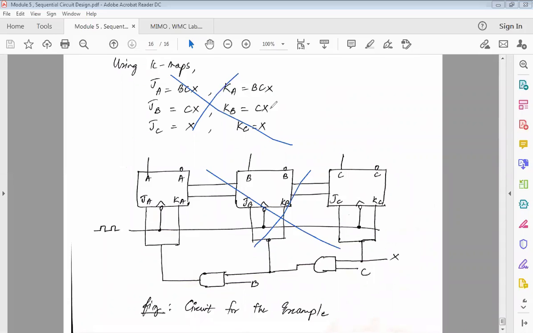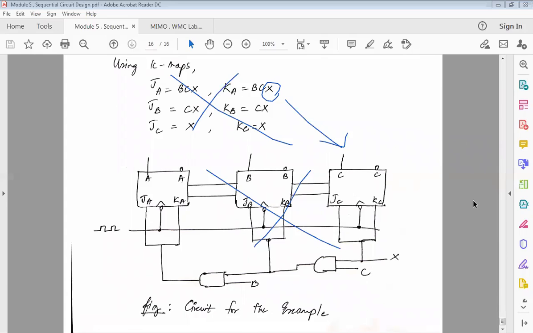Instead of CX, probably you would have written BCX. Then instead of BCX, you would have written probably BC. So even if one of the inputs changes here, then your total circuit also changes. If your circuit changes, then ultimately you wouldn't get your designed circuit. Fine. So is that all clear for you all, the concepts that we have discussed so far?